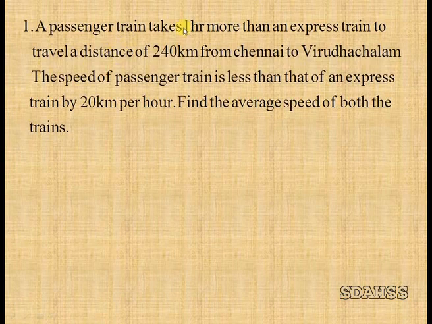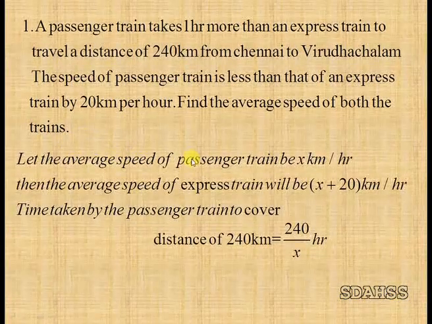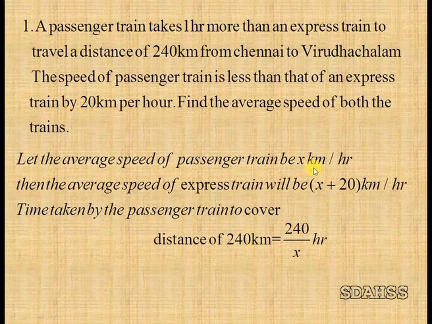Let the average speed of the passenger train be x km per hour. Then the average speed of the express train will be x plus 20 km per hour.